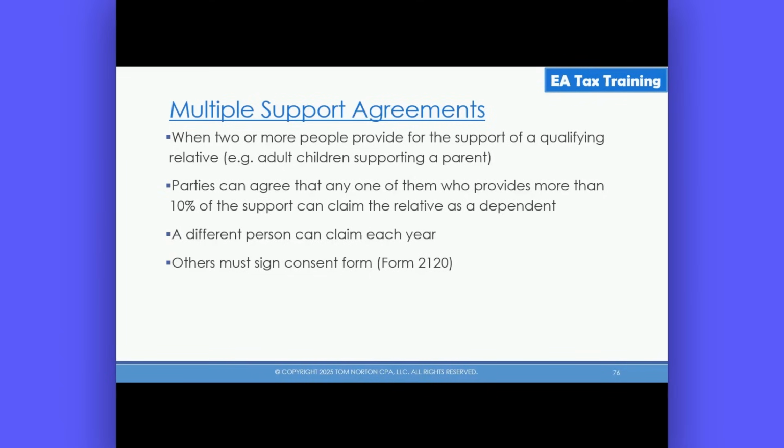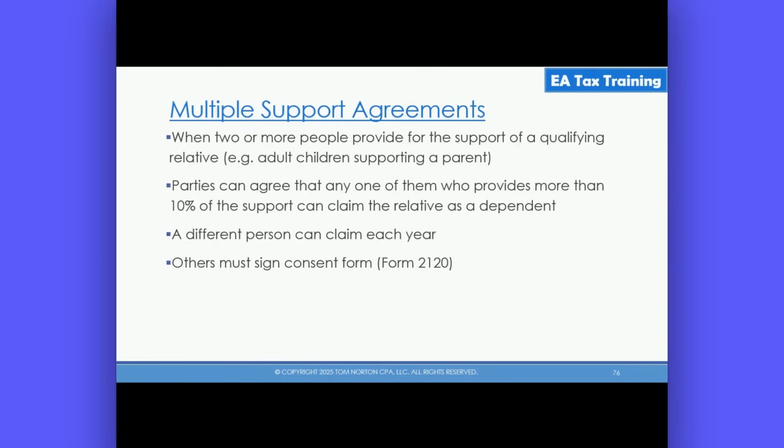Multiple support agreements. If two or more people provide the support of a qualifying relative, you can have what is called a multiple support agreement. So, this most often is adult children who are supporting one or both of their parents, and they're all sharing in the costs of supporting that parent. Those children can enter into a multiple support agreement and agree who is going to take the dependency exemption. As long as the person who's claiming the dependent provides at least 10% of the total support of that parent or those parents, then they are eligible to claim the parent as a dependent.